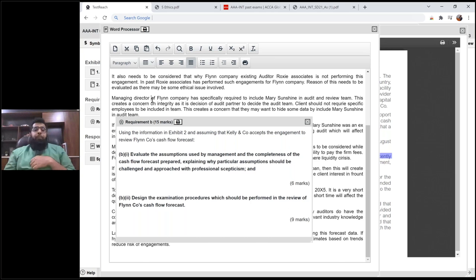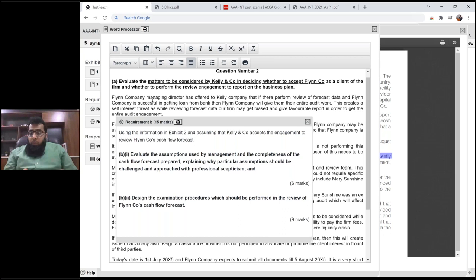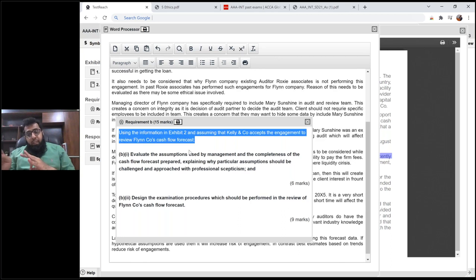Okay. Now, let's look at requirement B. Using the information in exhibit 2. No, not writing conclusion will not affect your professional marks. Conclusion is not required by the examiner. He only requires introduction and the format of the briefing note. And that is only in question number one, where there are professional marks. In question number one also, the conclusion is not required. In the rest of the questions, there are no professional marks. So when there are no professional marks, you don't need to write anything. Just write what he has asked.